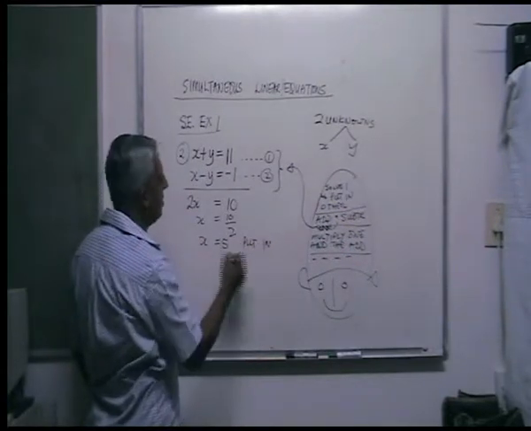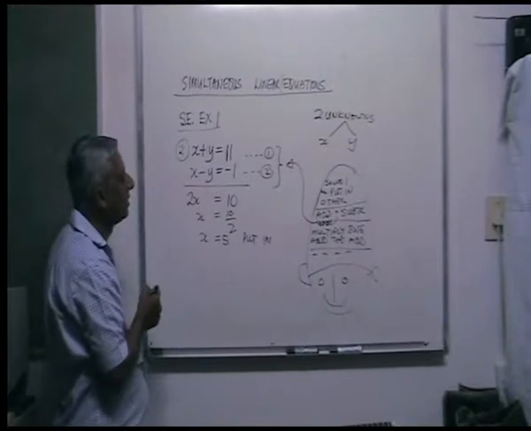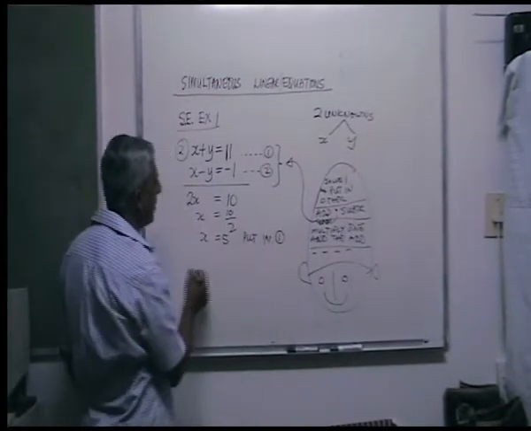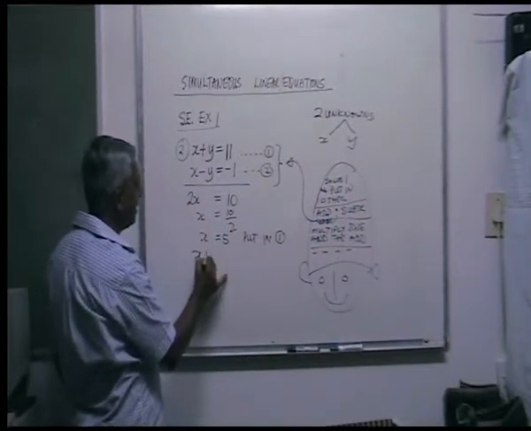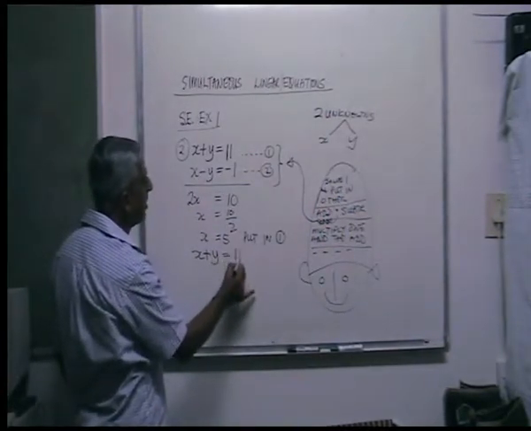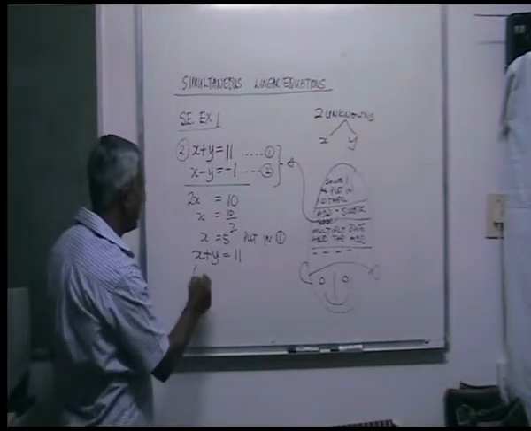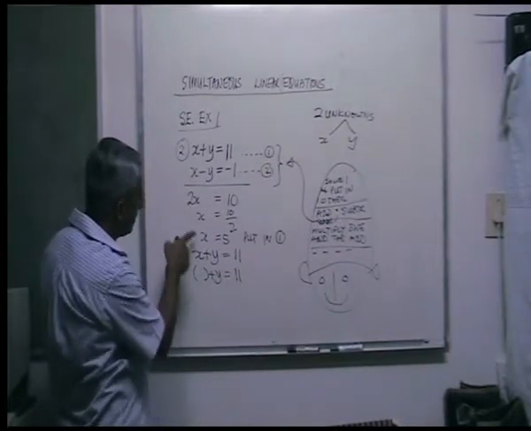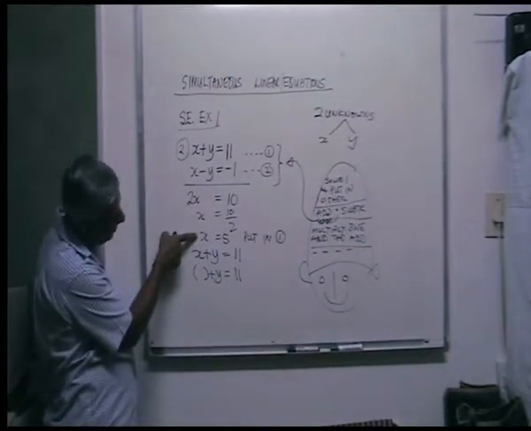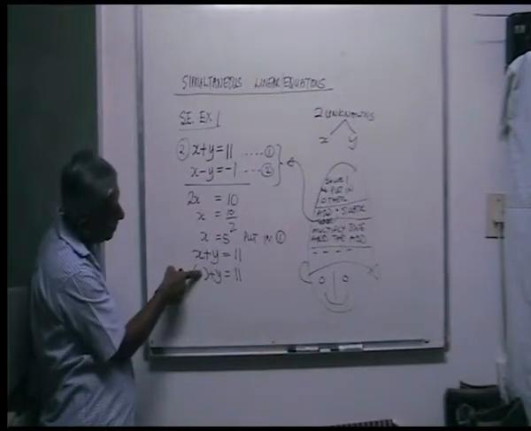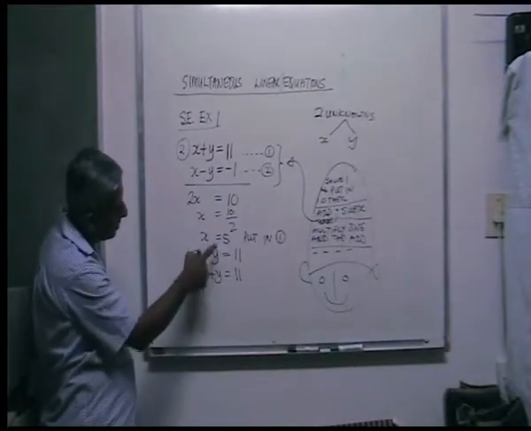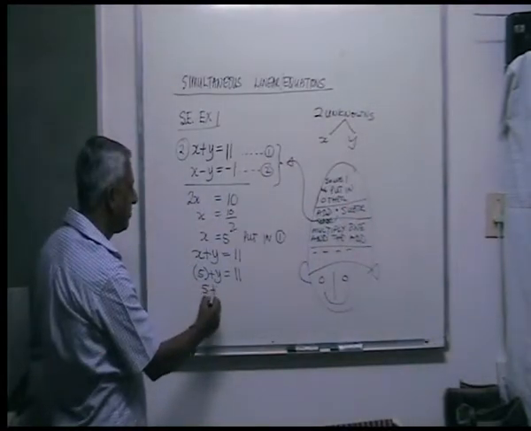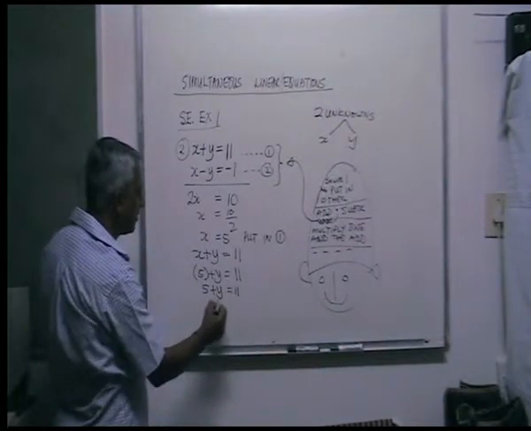Put in, you've got a choice. You can put in 1 or you can put in 2. Alright? So I'm going to put it in 1. So I write down number 1 first. X plus y is equal to 11. And I'm going to put it where there is x. So what is x? X is 5. So I'm going to take that 5 and put it here. So I now open the bracket out. That will be 5 plus y is equal to 11.